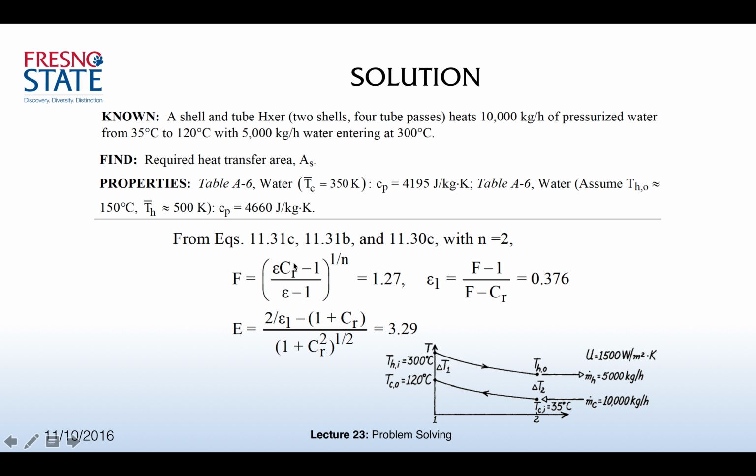So our F is calculated as epsilon CR minus 1 over epsilon minus 1. We have the epsilon, actually the epsilon is 0.577. CR is 0.555, we calculated those earlier. N is the number of shell passes, and in this case N is equal to 2. We have 2 shell passes. So if we calculate your F, you'll find the F to be 1.27.